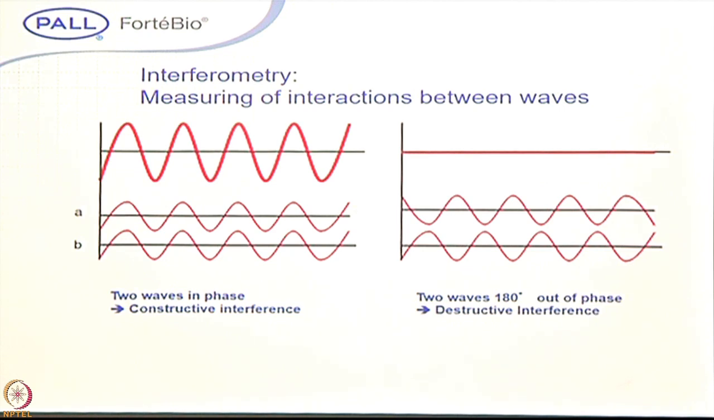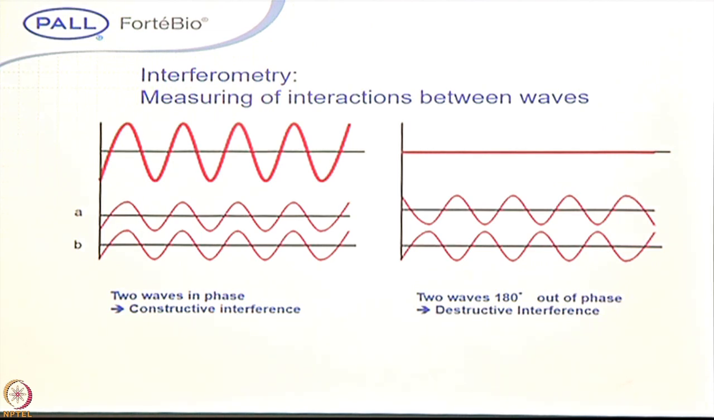When the forward and the reverse wave are opposite to each other at 180 degrees, the signal gets cancelled. We call this destructive interference. So constructive interference and destructive interference make the signal pattern.